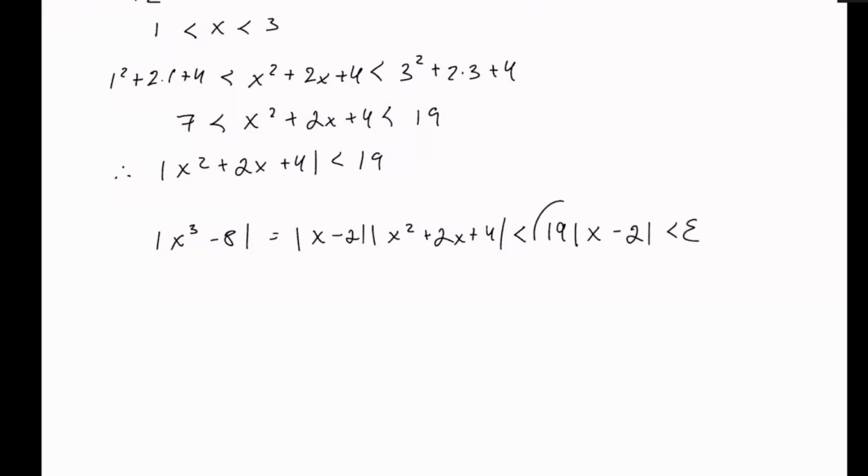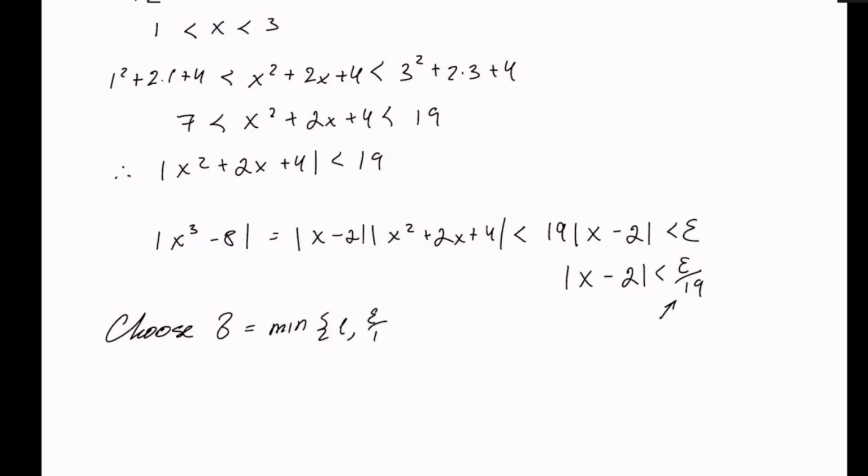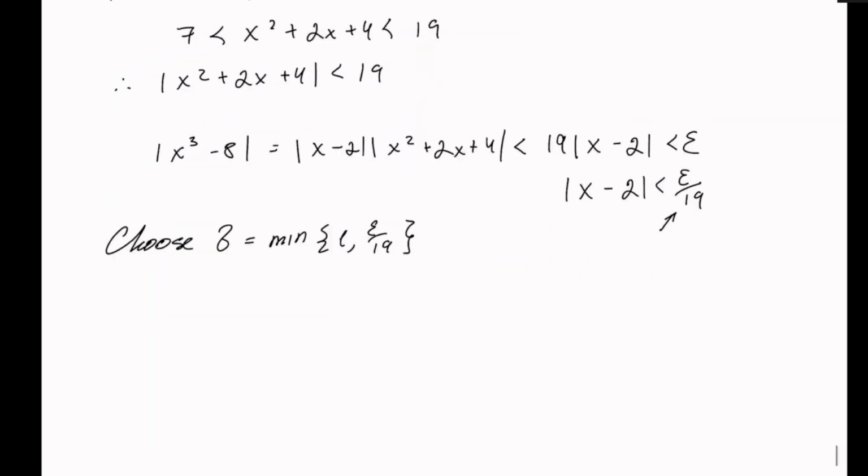So from here, we can divide everything by 19 and we get the absolute value of x minus 2 is less than epsilon over 19. And this is what we choose our delta to be. So choose delta to be the minimum of 1 and epsilon over 19. Now, second step is the proof.